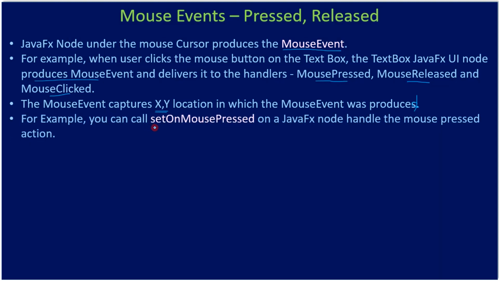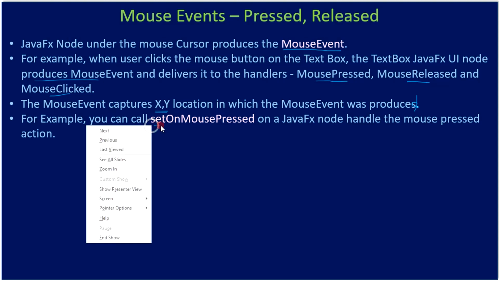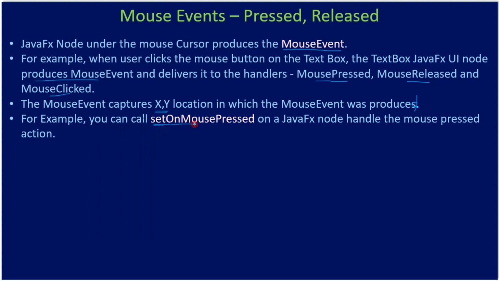For example, you can call setOnMousePressed. So now you may be getting the notion of how the node exposes the function. Previously we used setOnAction, and now we are using setOnMousePressed. For example, you can call setOnMousePressed on the JavaFx node to handle the mouse pressed action.